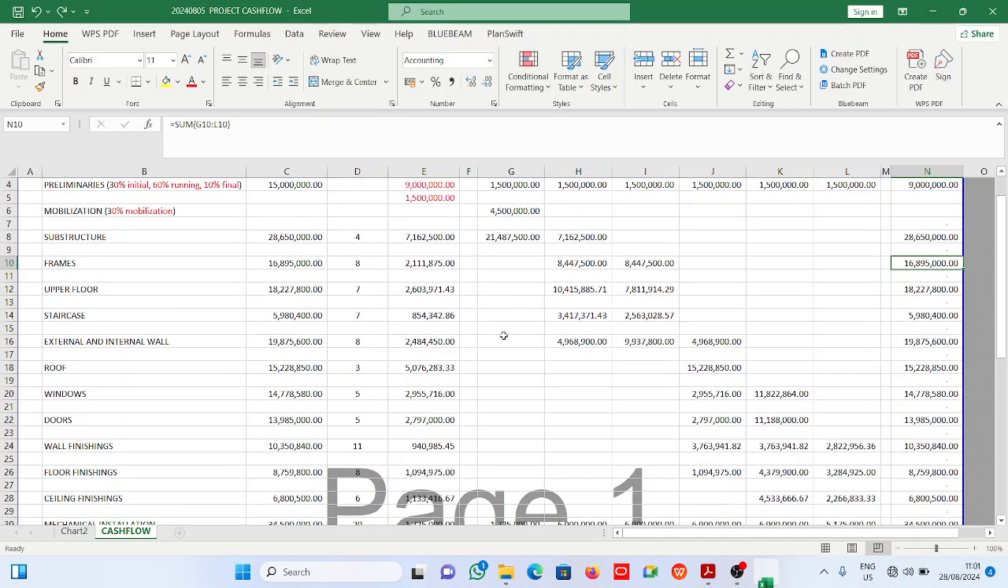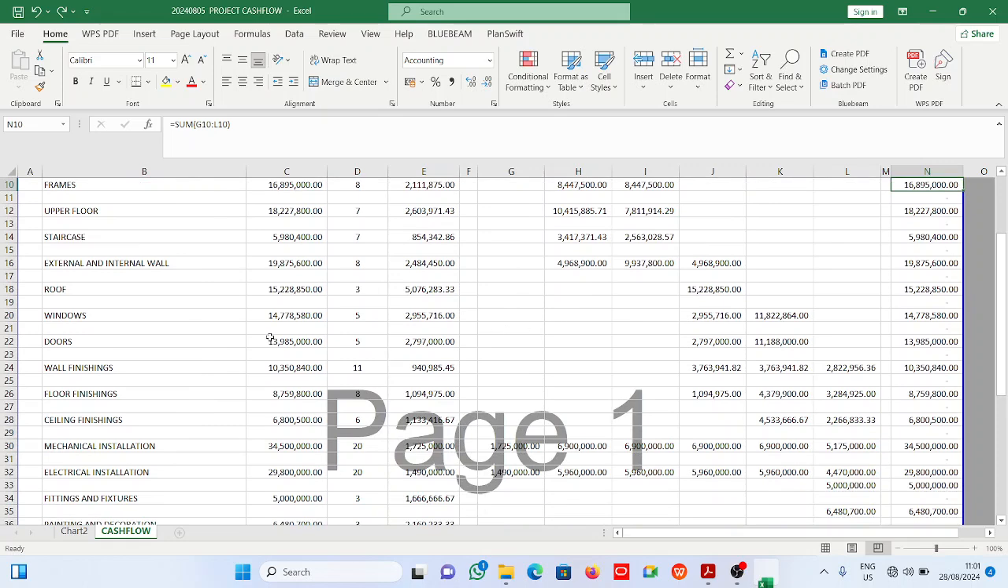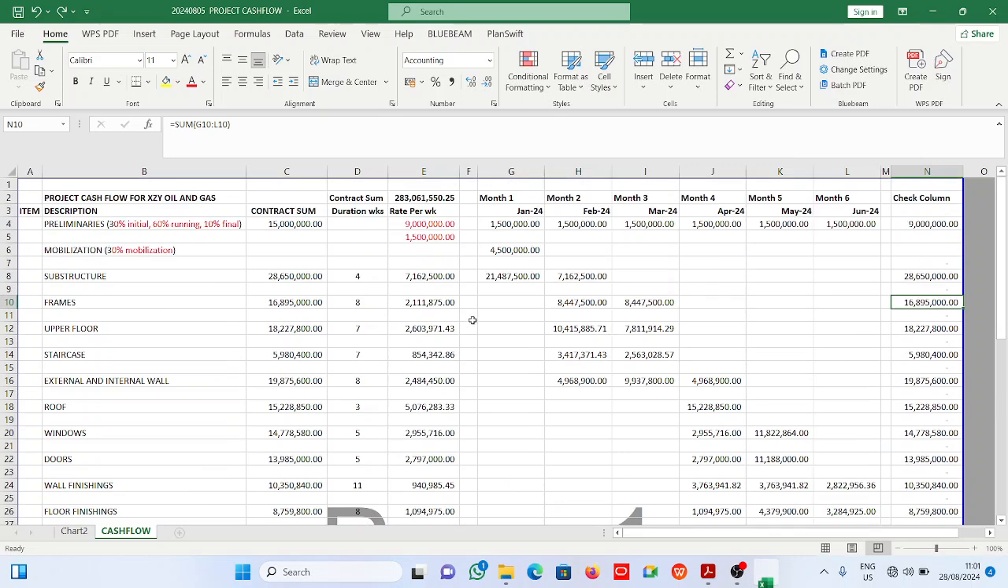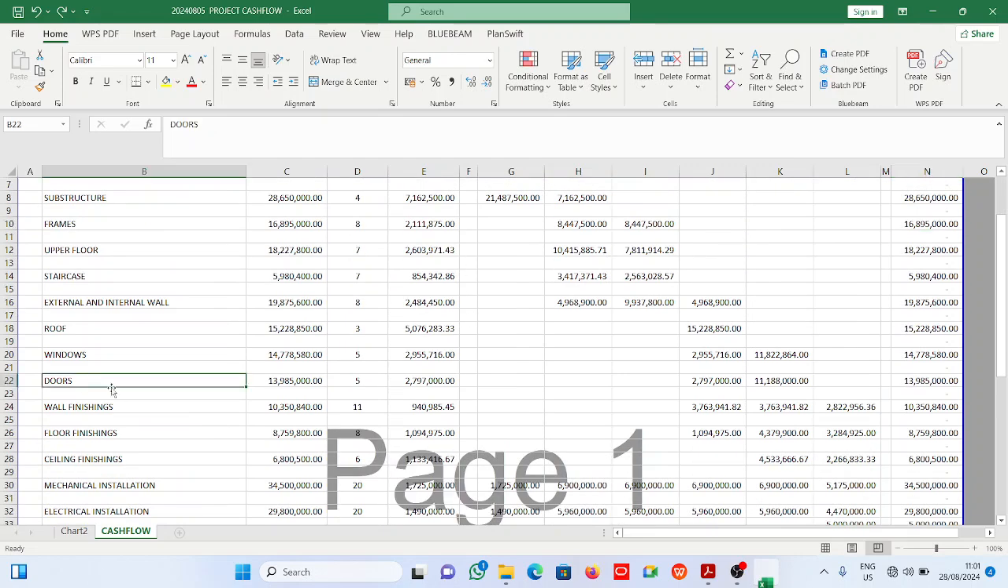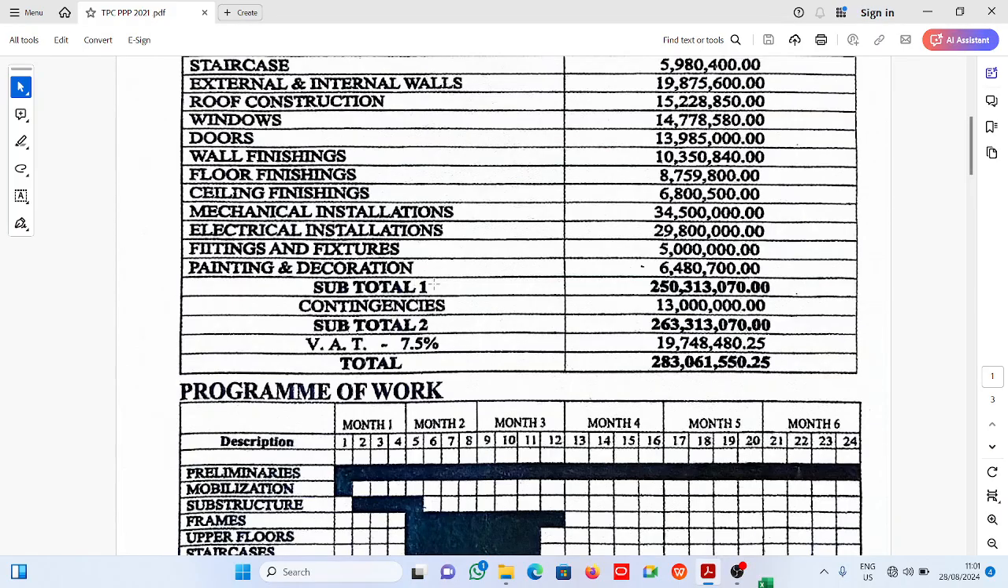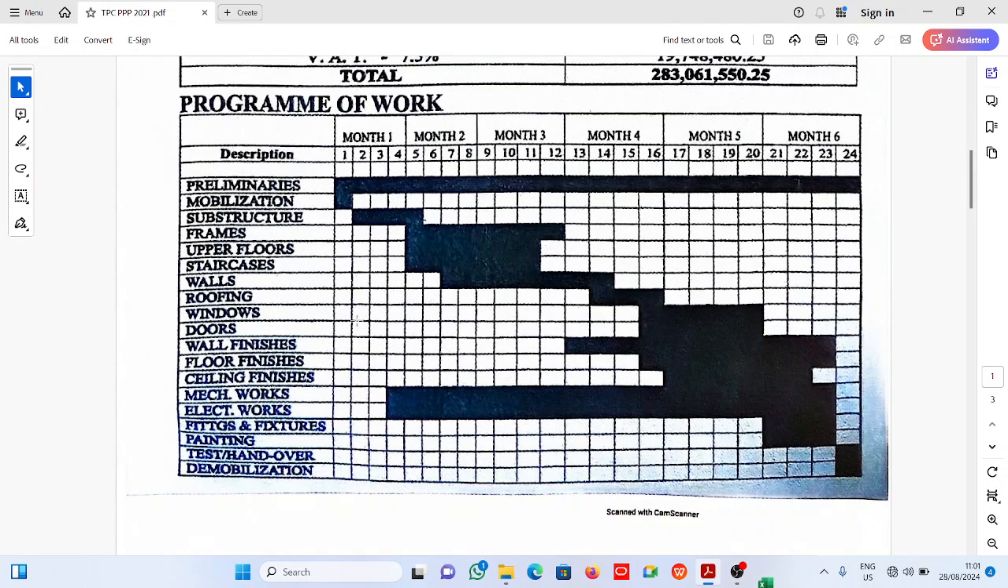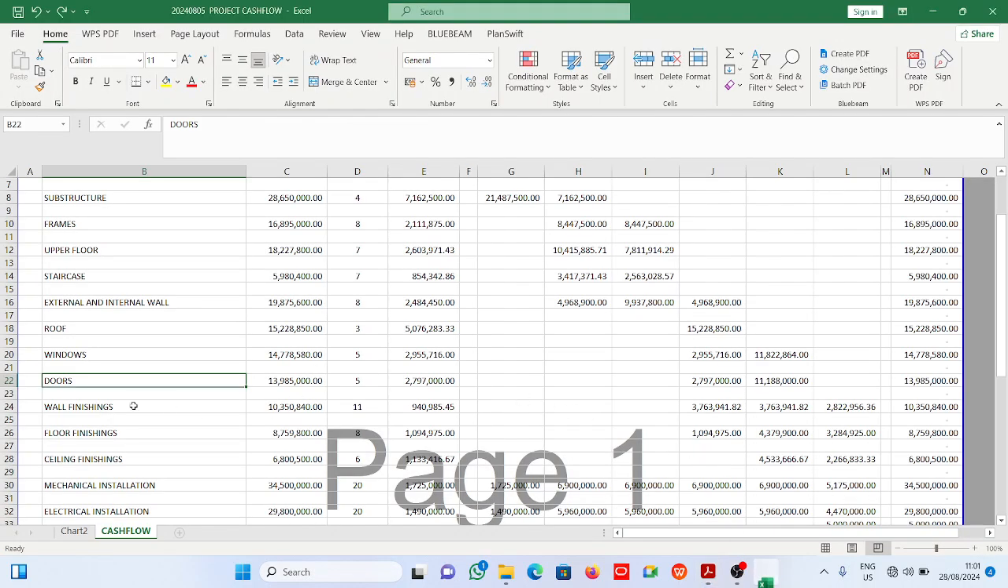Alright, I'll take one more. I'll treat one more and I will go over to the next question underneath it. Let's say we are picking Windows. Alright, Windows. If you come to the question, Windows here is 14,778,580. If you come to the program of work, Windows here runs from 1, 2, 3, 4, 5. That is 5 weeks.